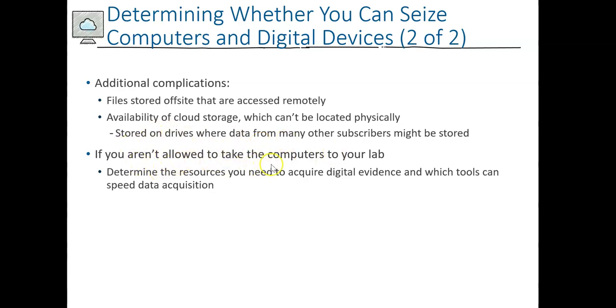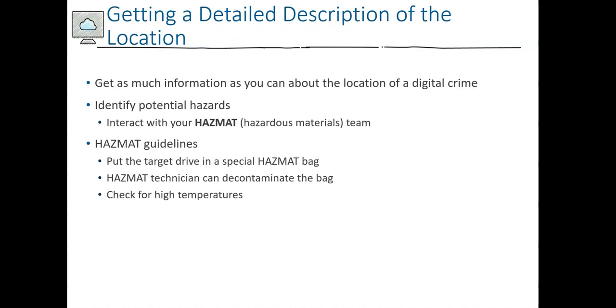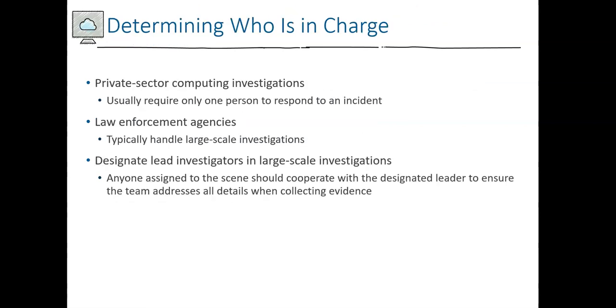If you are not allowed to take a computer to your lab, determine the resources needed to acquire evidence. So you need to bring your small lab to the crime scene. Get as much information as possible about the location of the digital crime. Identify potential hazards, like when you interact with hazardous material teams, and find the guidelines like a hazmat bag, and also check the high temperatures over there.